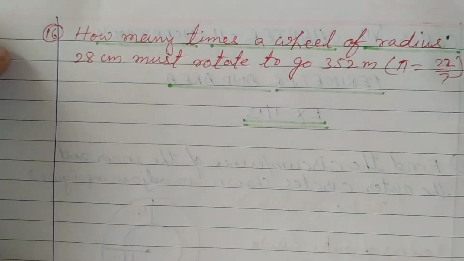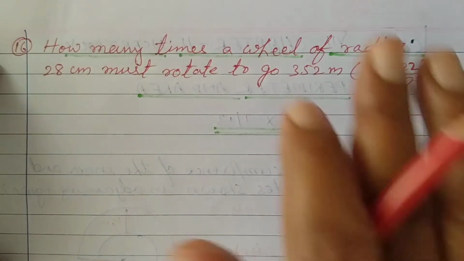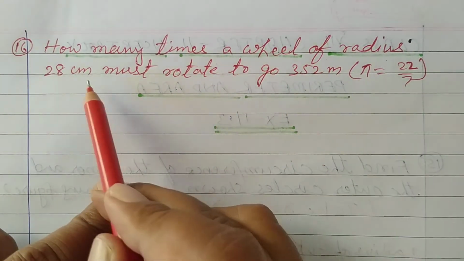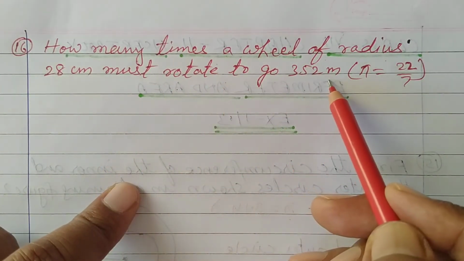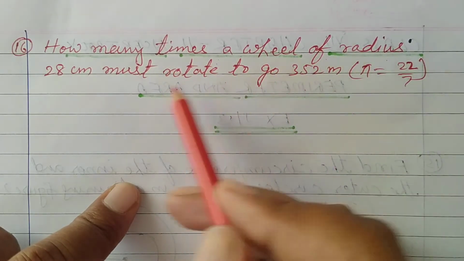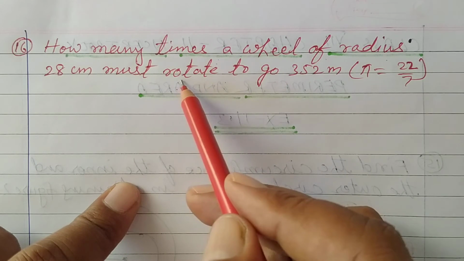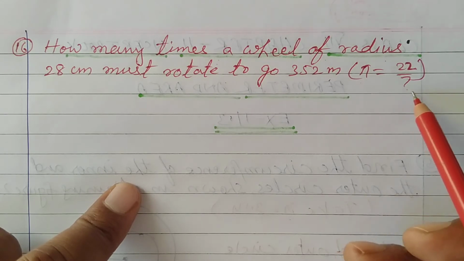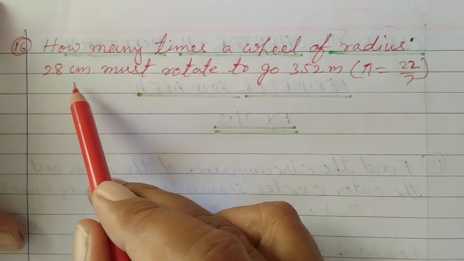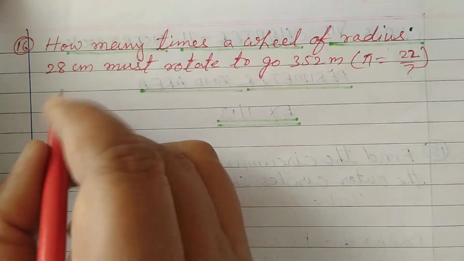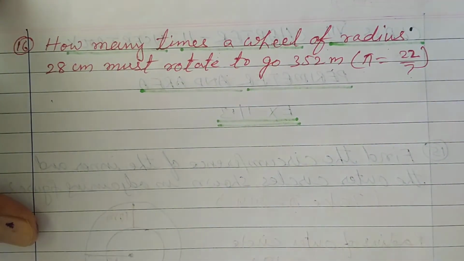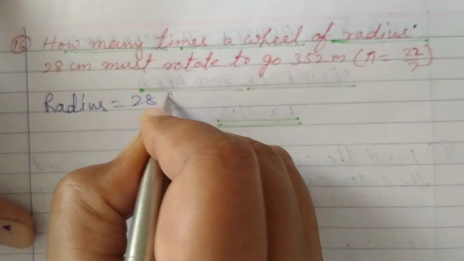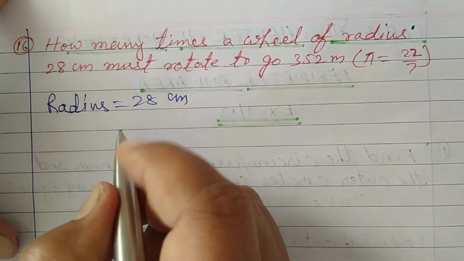Question number 16 is: how many times a wheel of radius 28 centimeter must rotate to go 352 meter? How many times the wheel of radius 28 centimeter rotate to go 352 meter? In this question the value of pi equal to 22 by 7. So radius is given in this question, equal to 28 centimeter.